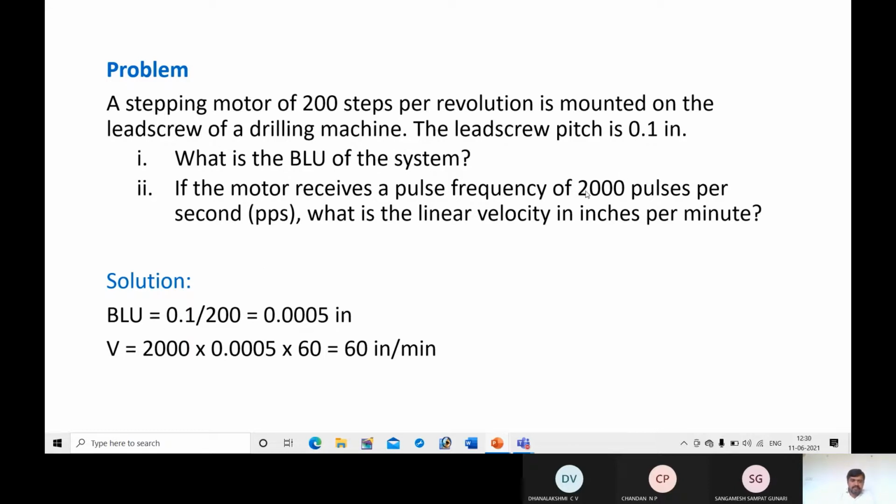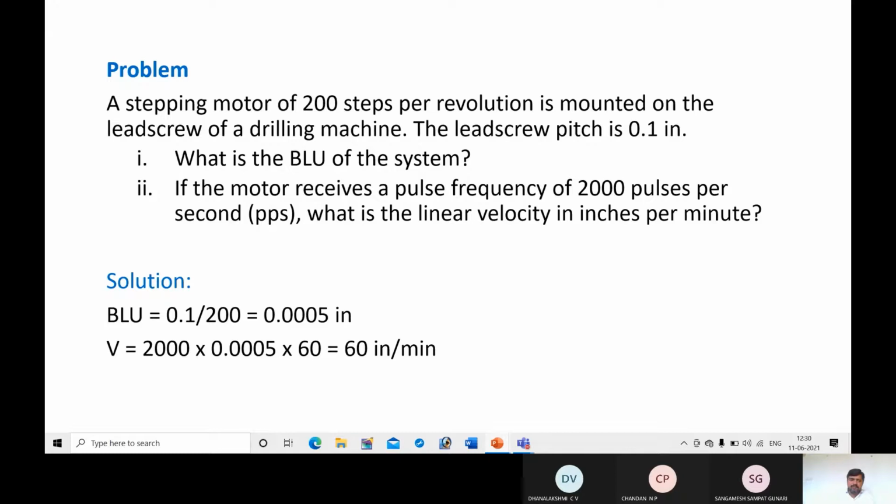For basic length unit, you know for one revolution it will be 0.1 inches. Next, one step is nothing but you are going to get one step rotation for one pulse. So for one pulse, what is the linear movement?